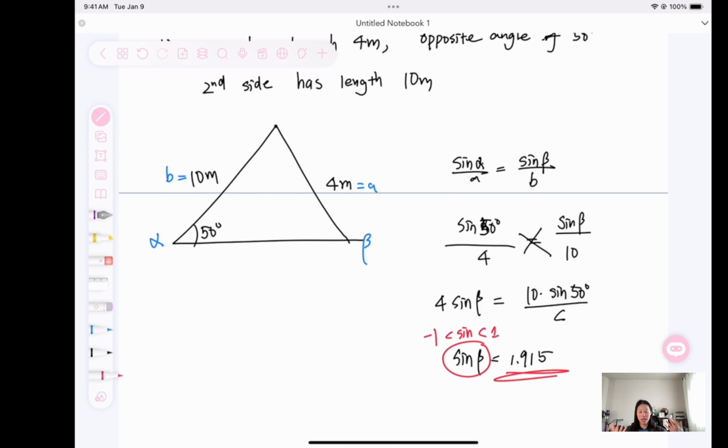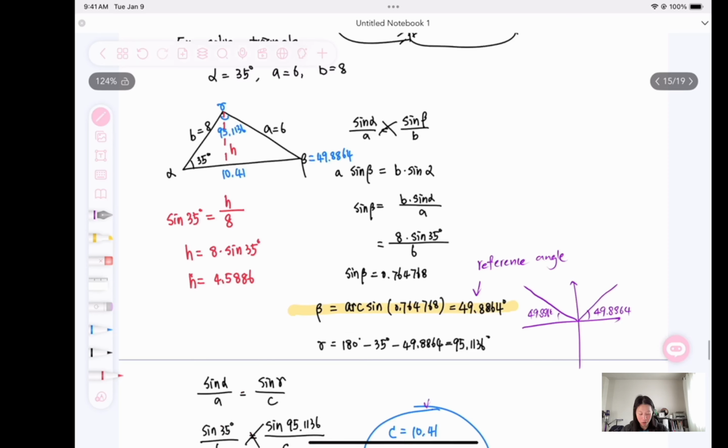So that's all the ambiguous cases for sine. I think this matches the first case, right?